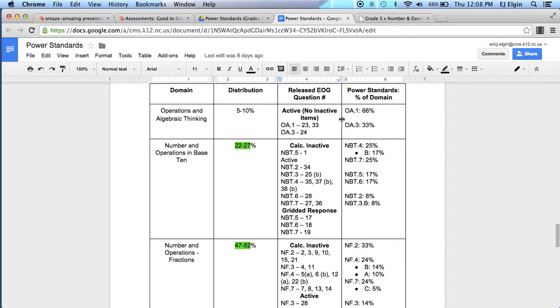For example, when we look at the first domain, operations and algebraic thinking, if we go to this last column first, it looks like they are most important because 66% is higher than anything else we see here. But really what we need to pay attention to first is that on the released EOG, O&A only makes up 5 to 10%. Within that 5 to 10%, 66% are on OA1. So if you do end up teaching OA or you've already taught it and you want to assess it, you want to make sure the bulk of the questions are on OA1 as opposed to OA2 or OA3, which are less represented.